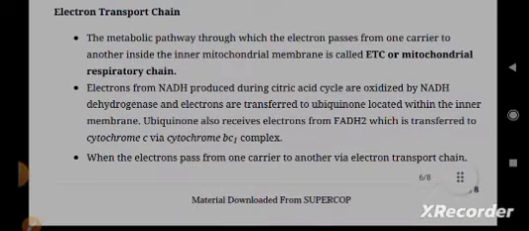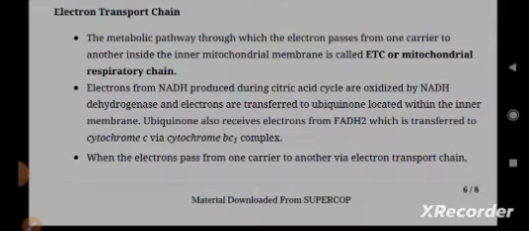Electron transport chain. The metabolic pathway through which the electron passes from one carrier to another inside the inner mitochondrial membrane is called ETC or mitochondrial respiratory chain. Electrons from NADH produced during the citric acid cycle are oxidized by NADH dehydrogenase and electrons are transferred to ubiquinone located within the inner membrane. Ubiquinone also receives electrons from FADH2, which is transferred to cytochrome C via the cytochrome BC1 complex.